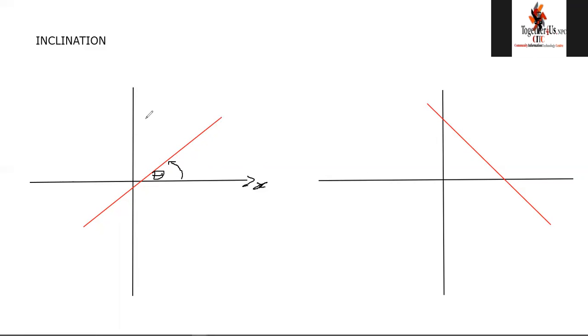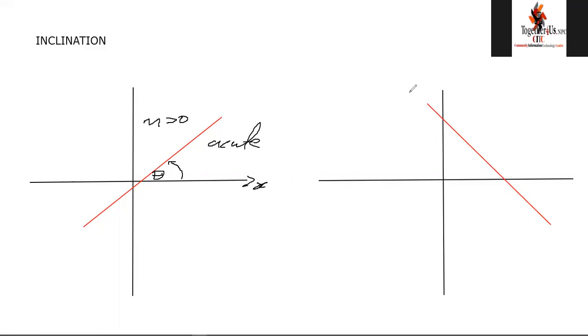So in the case where the gradient is positive, and I hope you guys can see that this gradient is indeed positive, because the line is going this way, all right? In the case where the gradient is positive, we can see we are having theta as acute. The angle of inclination is acute, in other words, meaning it will be between 0 and 90.